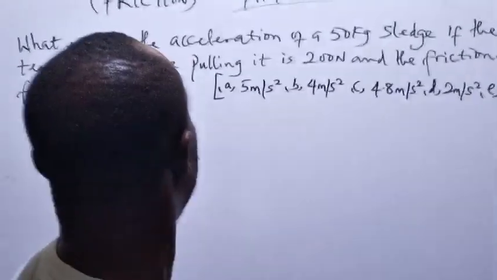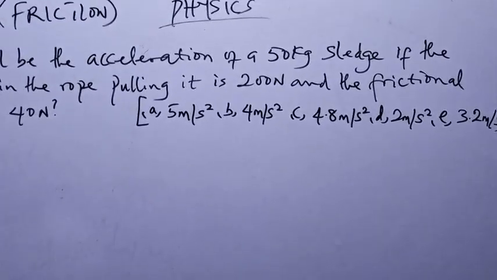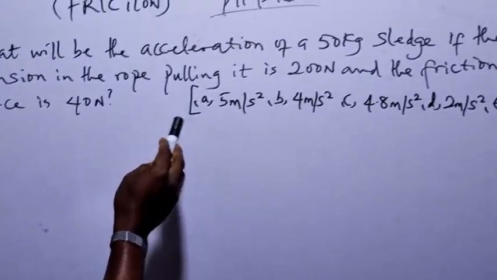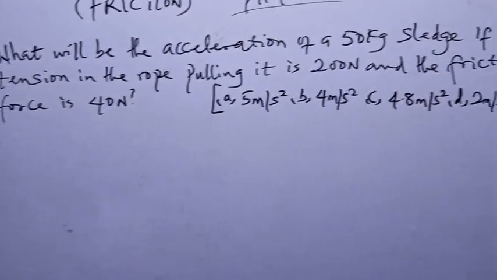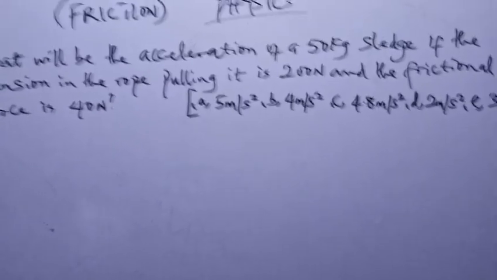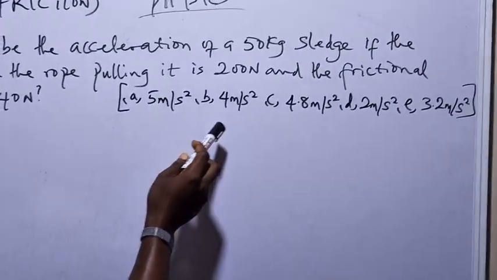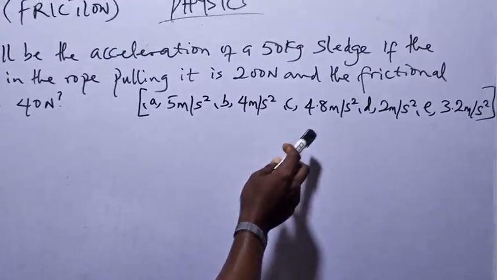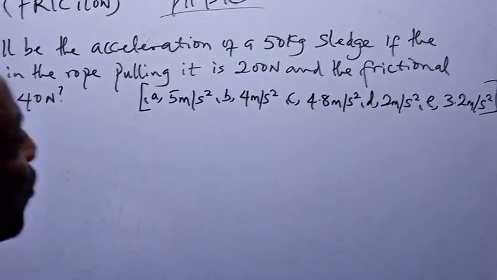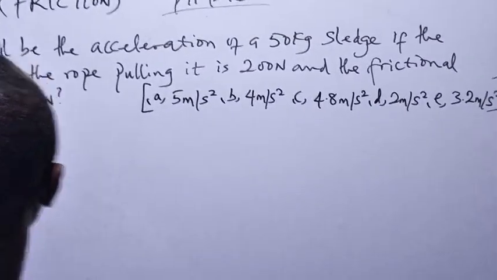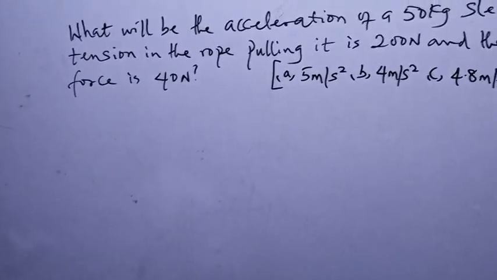We have here: what will be the acceleration of a 50 kg sledge if the tension in the rope pulling it is 200 Newton and the frictional force is 40 Newton? This is actually a JAMB question. So they have the options here. A, 5 meter per second; B, 4 meter per second square; C, 4.8 meter per second square; D, 2 meter per second square; E, 3.2 meter per second square. Now let's look at it and know what exactly the right answer would be.